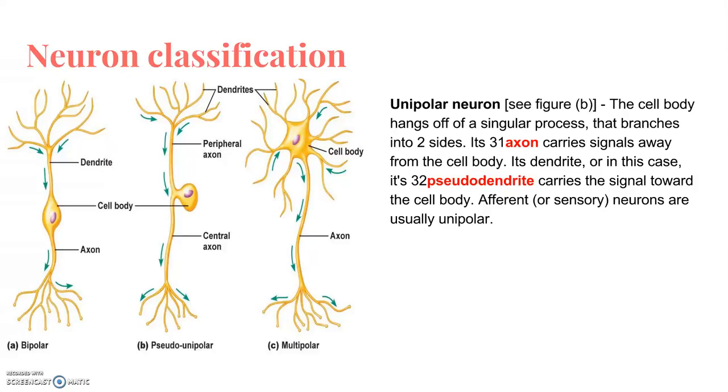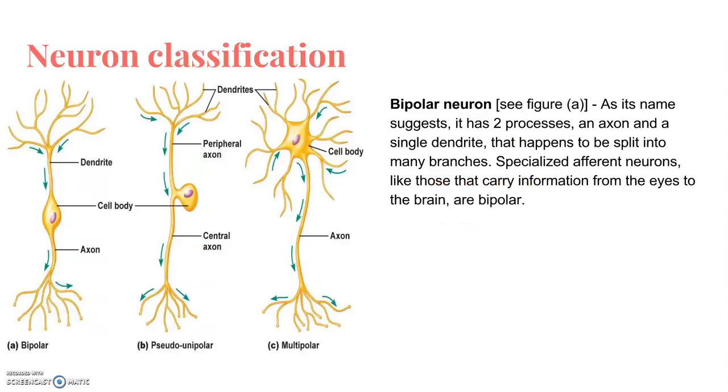The unipolar neuron, look at the one in the center diagram, figure B. In that one, the cell body hangs, let's see if I can find it, right here. This is the cell body, there's the nucleus, and it kind of hangs off the side away from this axon. The axon carries signals away from the body, and the dendrites, which are these up here, are actually in reality called pseudodendrites. So the pseudodendrites carry the signal toward the cell body. Afferent or sensory neurons are usually unipolar.